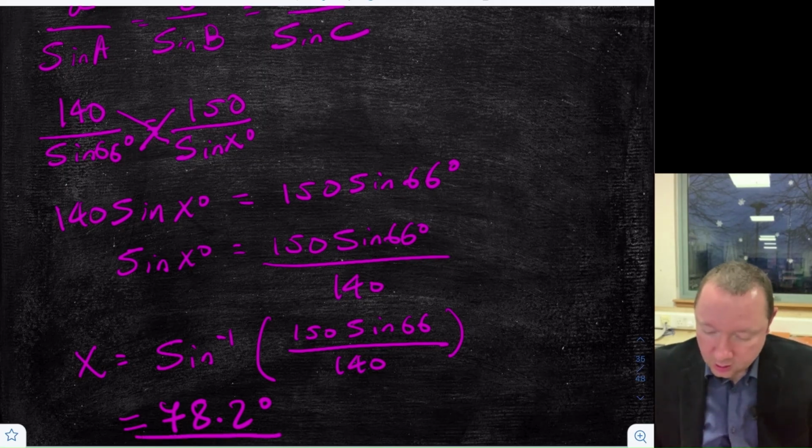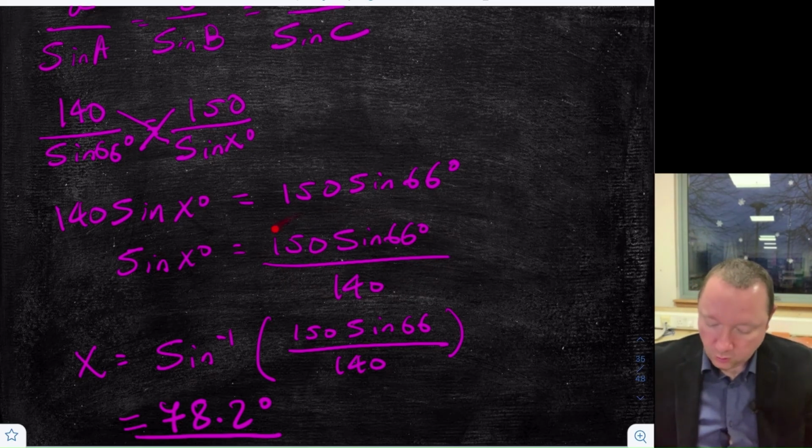If you prefer, you can work out the answer to that first and then do the inverse sine of just that answer to get the same thing. Just make sure you don't round too early.